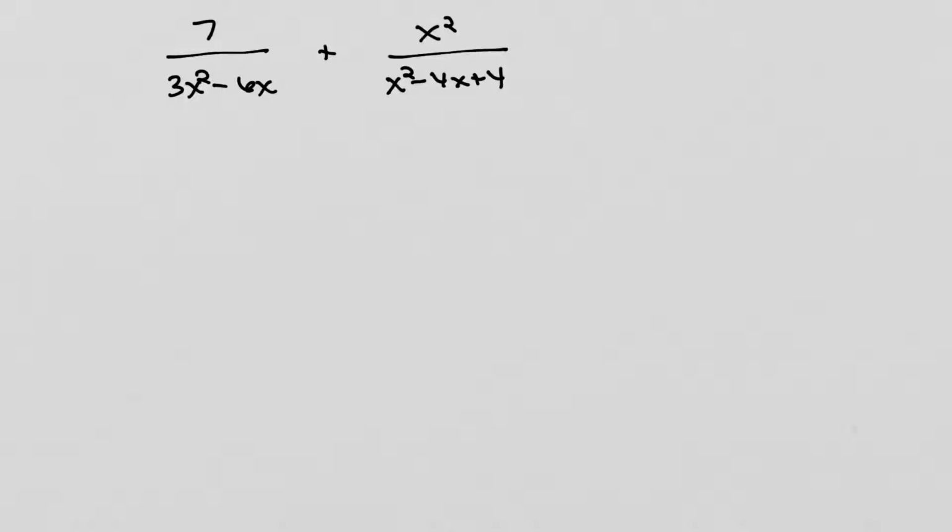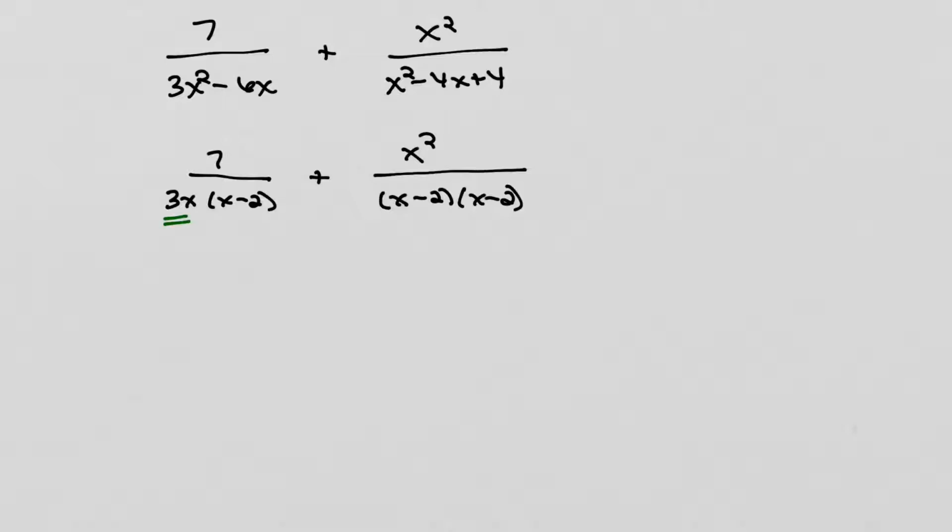At this point, let's factor and see what we need. The first one, I could pull a 3 and an x out, and I'm left with an x minus 2. For the second one, x squared minus 4x plus 4, that factors into x minus 2 times x minus 2. Okay. So if we think about what we need, the one on the left has a 3x in it, and I need one of those over here, so let's multiply the top and bottom by a 3x. And then this one has 2 of the x minus 2's in it, so I need another one over here. So let's multiply this one by an x minus 2 and an x minus 2.